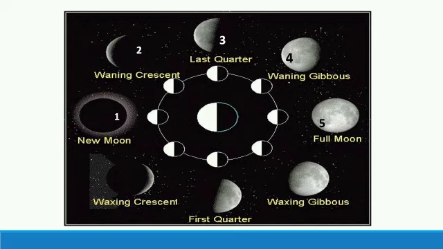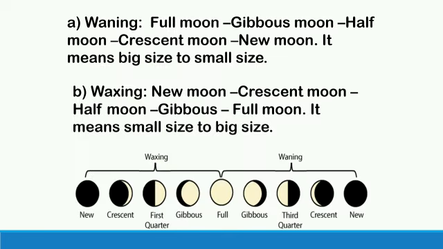So from number 1 to number 5, these 5 stages, changing from 1 to 5, takes place within 14 days. And again from 5, full moon, to gibbous moon, then gibbous to half moon, half to crescent moon, then crescent moon to new moon. Again 14 days. That we already learned. Yes, we learned the different phases of the moon.